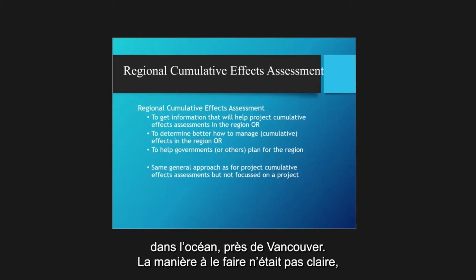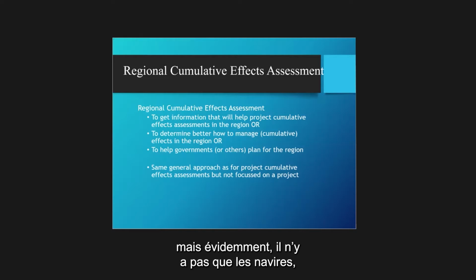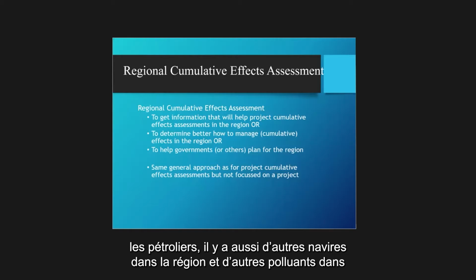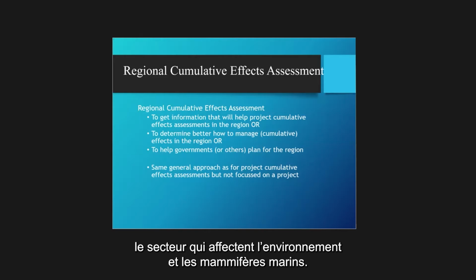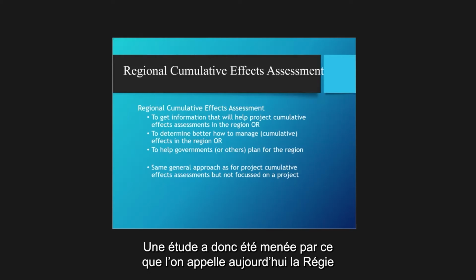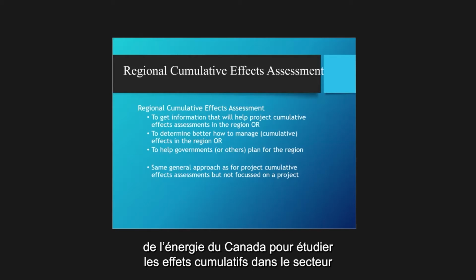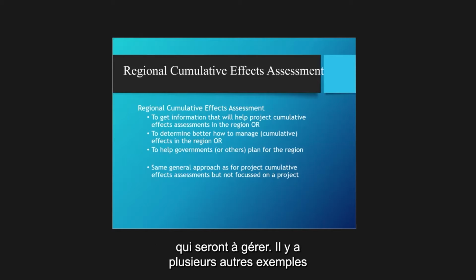And how to do that was unclear, but of course you've got not only the shipping, the oil tankers, but you also have other ships in the region. You have other pollutants in the area that are affecting the marine environment, the marine mammals. And so how do you manage those? There was a study that was carried out by what is now called the Canadian Energy Regulator to look at the cumulative effects in the area with a view to managing them.